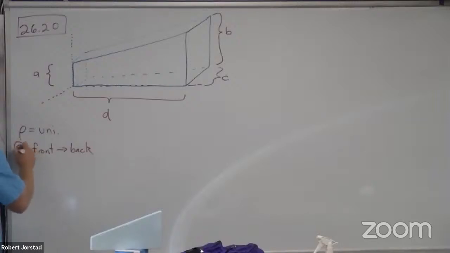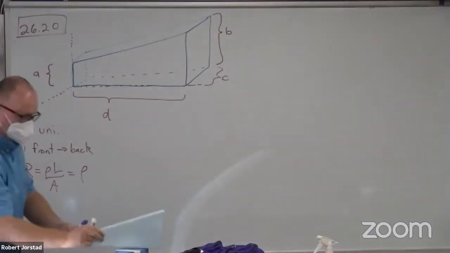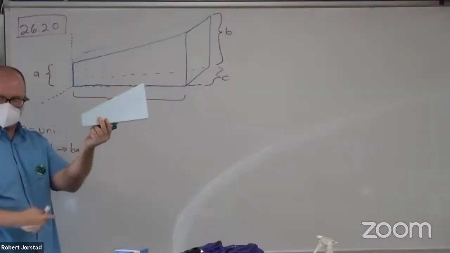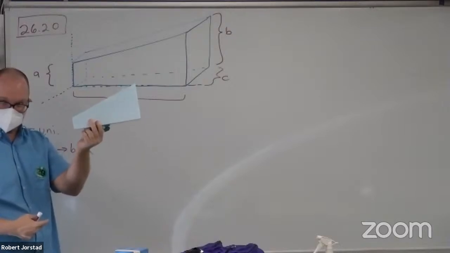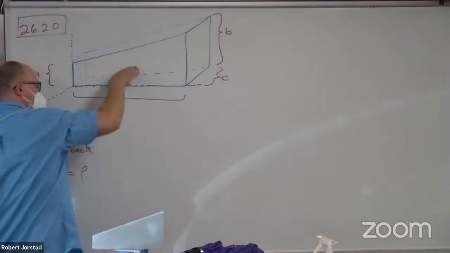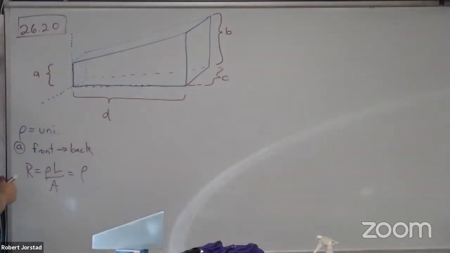this is part A, I'd say R equals rho L over area. Let's go through the pieces. Which of these dimensions is the length? If I'm going from front to back, what's the length? C. This is the length. It's the short axis that is the length in this case. Isn't that weird? I'm going this way. The length that I go through is actually C.